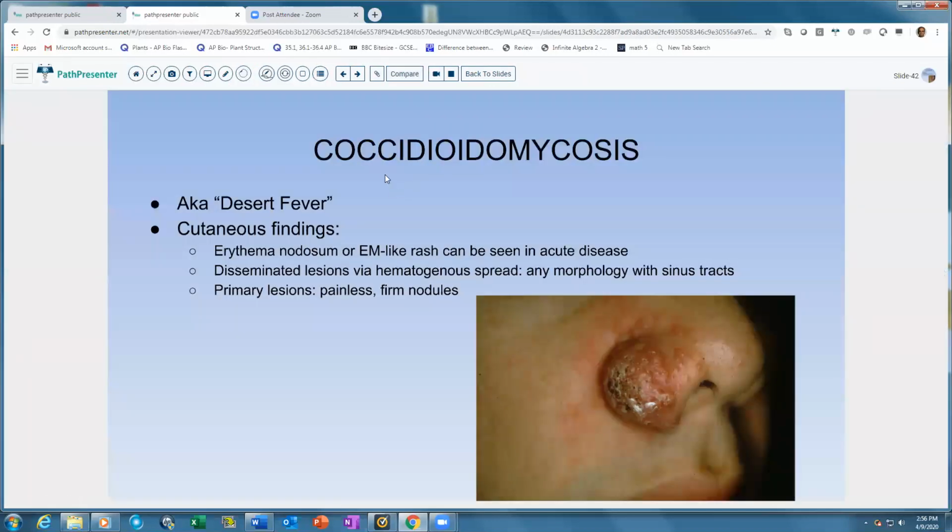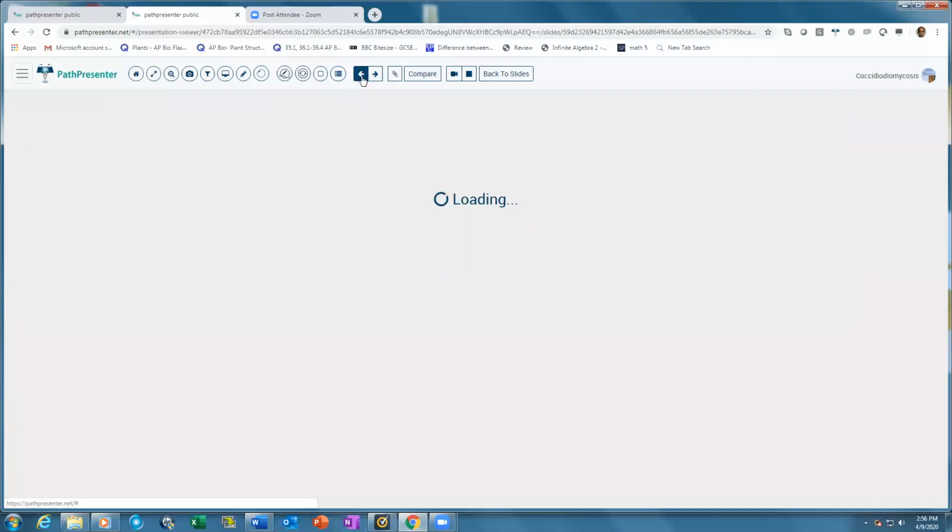Moving on to the next one, Coccidioidomycosis. This is again common in the southwestern part of the US, also called desert fever. They usually present with disseminated lesions that involve quite a large part of the body, and the primary lesions are usually painful nodules. And they can sometimes present with an EM-like rash that can be seen in the acute disease.